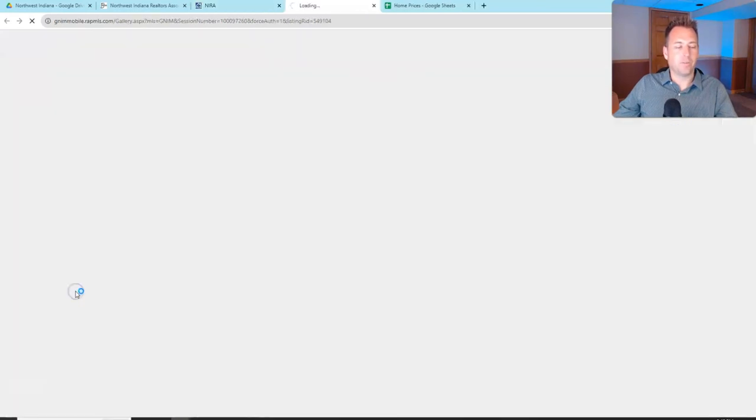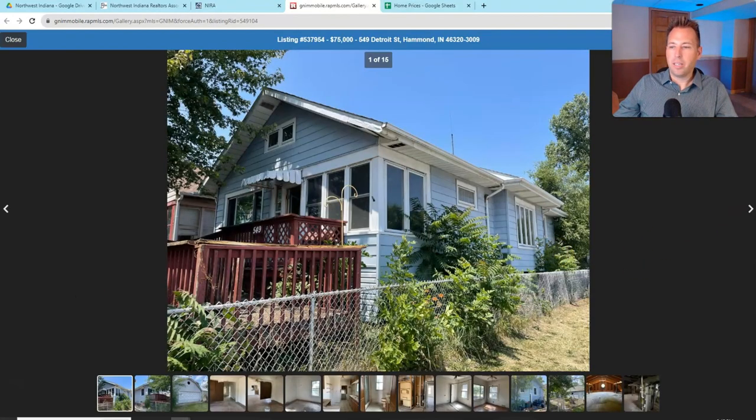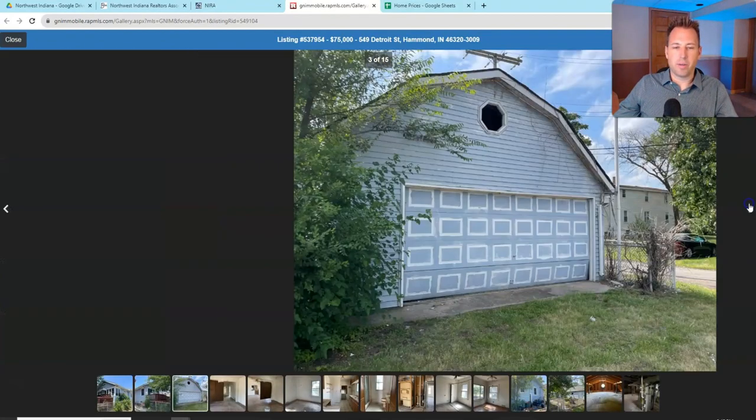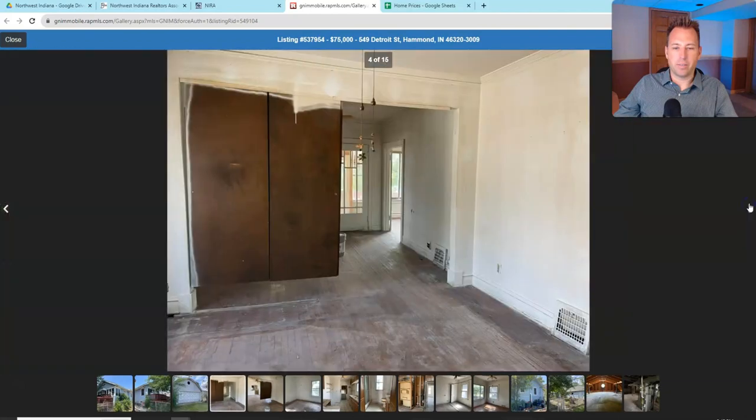All right, this home here, 3-bed, 1-bath, about 1100 square foot, 549 Detroit Street, Hammond. So this sold for $80,000. And we'll see this guy again. This is going to be pretty typical housing stock we're going to see.